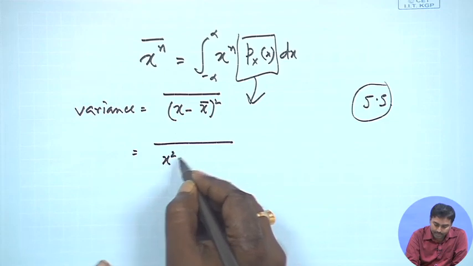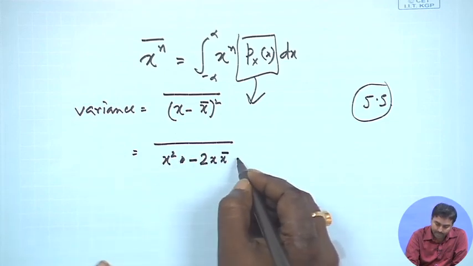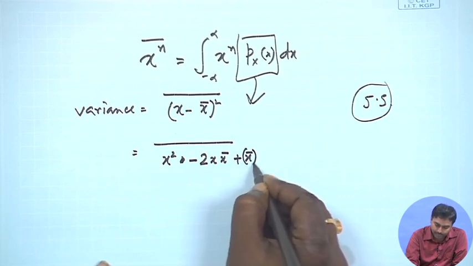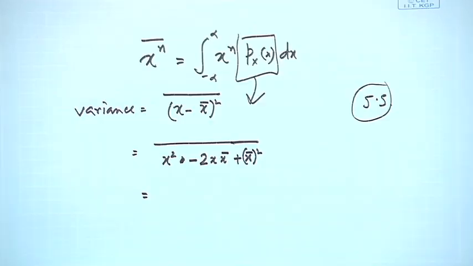So, this can be x square minus 2 x into x bar plus x bar square. Remember here, x bar is already the mean value, that is not a random variable. So, taking the bar of that will return you the same value, right, because it is the same every time. Whether you take an average or any other thing, you will be getting the same value out.